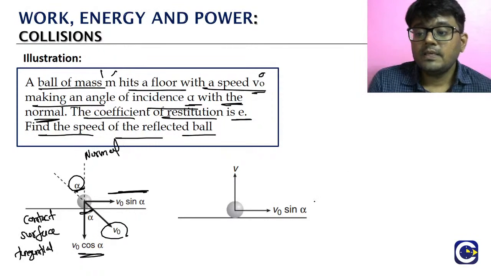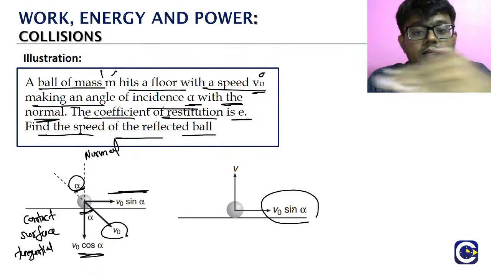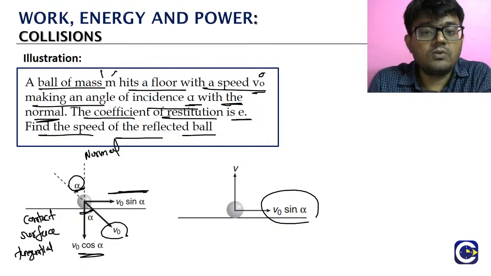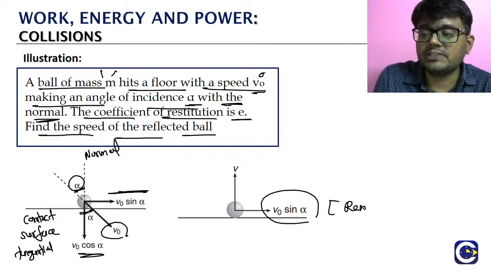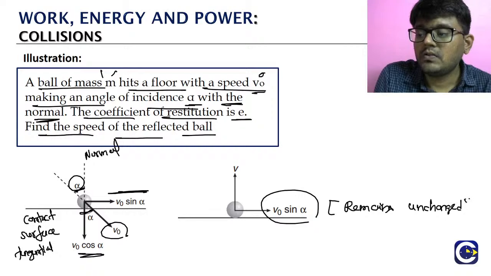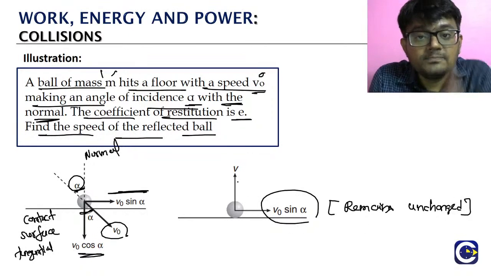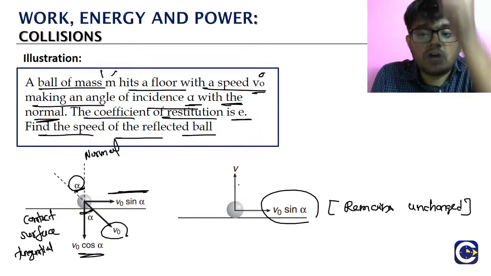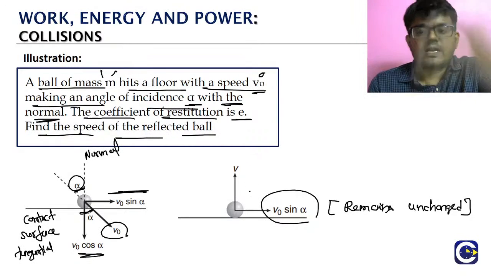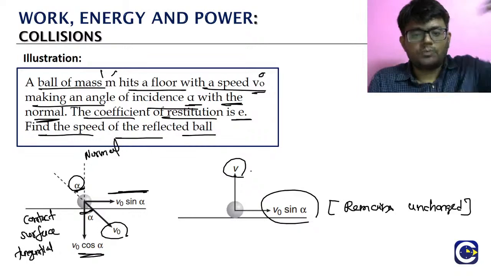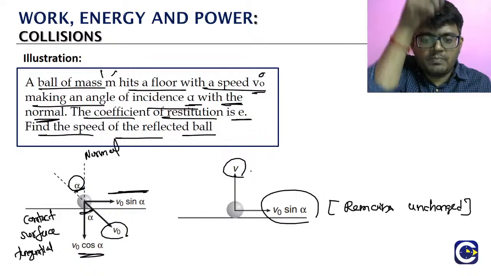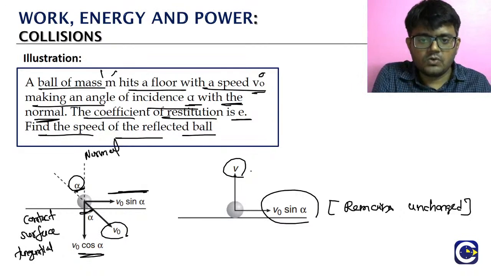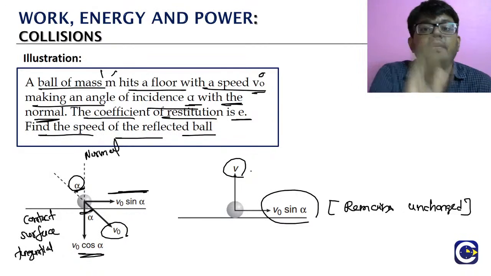Okay? The tangential component value will remain as it is. That will be unchanged. It remains unchanged. What will be changing? Only the component of that velocity along the normal line. Bouncing back means, before it comes and collides, the normal direction component is down. After collision the component is bouncing back, right? So it will be vertically up.